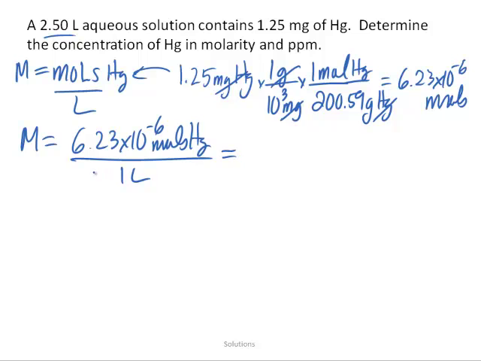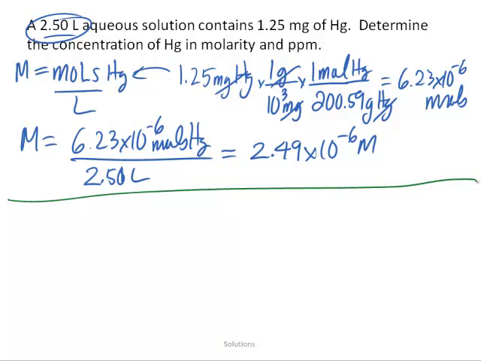2.50 liters. Again, that was the volume of our solution, and that will give us a value of 2.49 times 10 to the negative 6 molarity. Now, as you can see, that is a very small number.